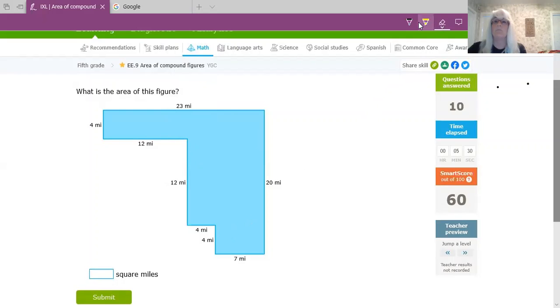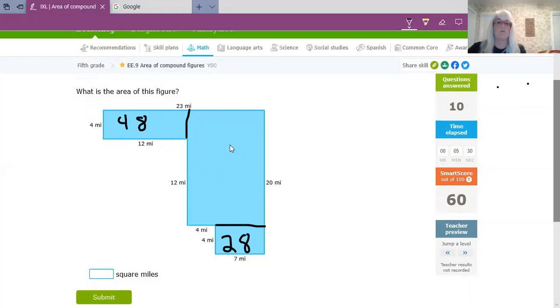But for my example, I think I'm going to cut that rectangle off right here. So you can see for this rectangle, my area would be 7 times 4, which would be 28. So I'm just going to write that in there. And then if I cut this rectangle off, I would multiply 12 times 4 to get 48.